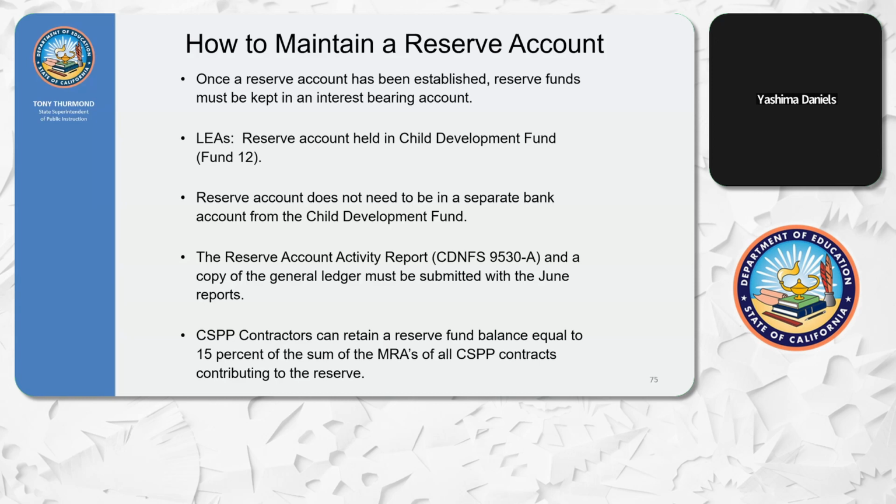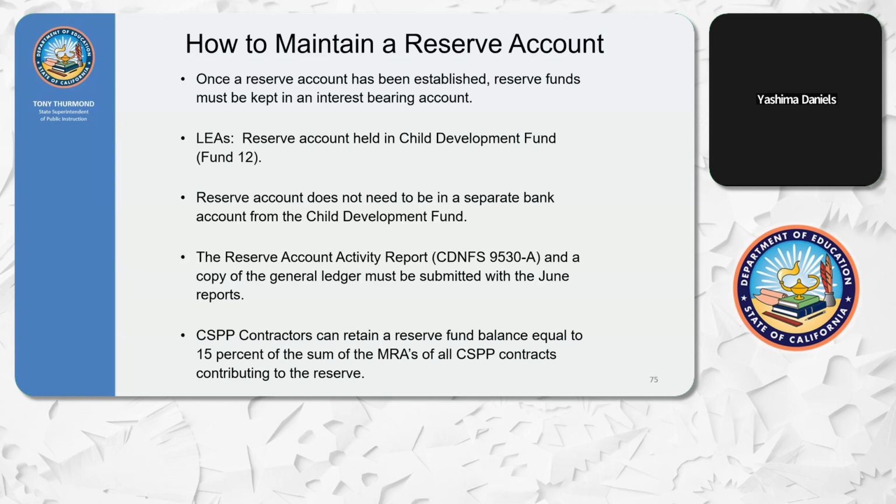However, if your agency is going to use the Child Development Fund to hold reserve funds, you will need to ensure that you are only reporting the interest associated with the reserve funds, which I will elaborate later in the presentation. Also, the reserve account activity report, which can be found in CPARAS, and a copy of the general ledger must be submitted with the June report.